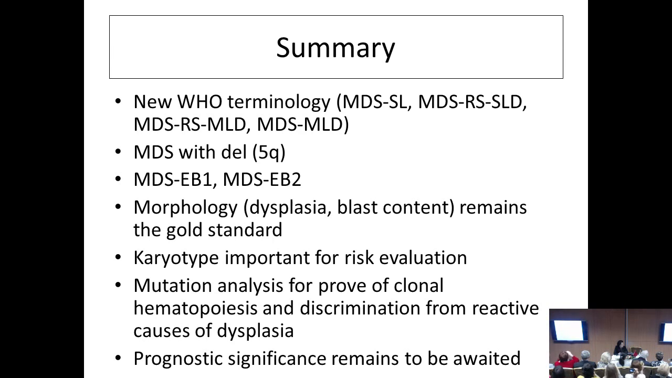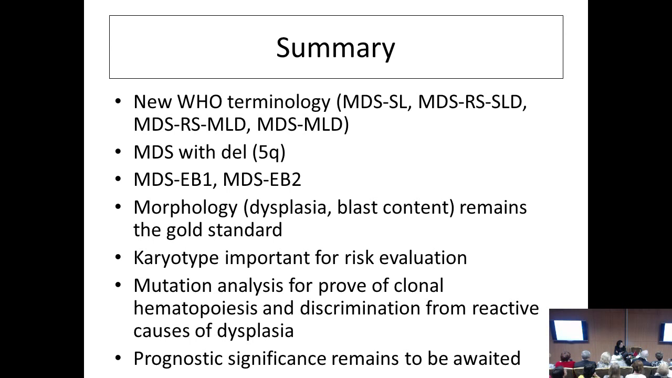I hope I'm in time, but not completely, I'm sorry. The summary is, we have a new WHO terminology: MDS with single lineage dysplasia, MDS with ring sideroblasts and single lineage dysplasia, multilineage dysplasia, and so on. We have MDS with deletion 5q and this new definition that other chromosomal abnormalities, at least one, are allowed. Instead of refractory anemia with excess blasts, we have MDS-EB1 and EB2.